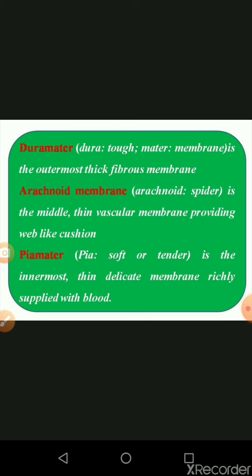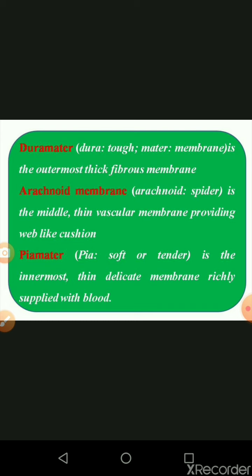Dura means tough, and mater means membrane. It is the outermost thick fibrous membrane, very thick with a large quantity of fibers. Then the arachnoid membrane, named for its spider form, is a network-like structure available in the middle region. It is a thin vascular membrane giving a web-like shape.